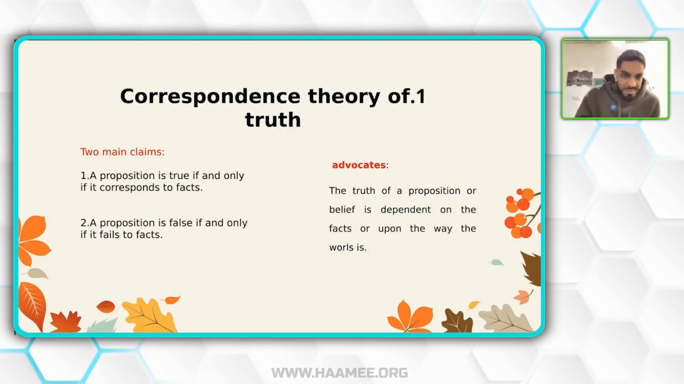So the first theory which we have in this book is the correspondence theory of truth. What does it mean? Those who believe in this theory of truth have two main claims.